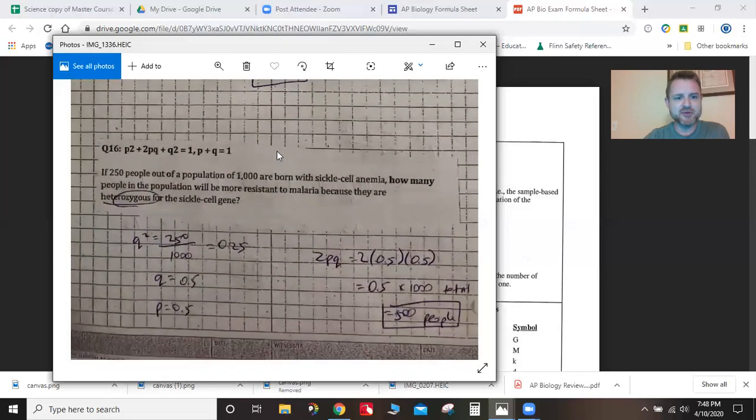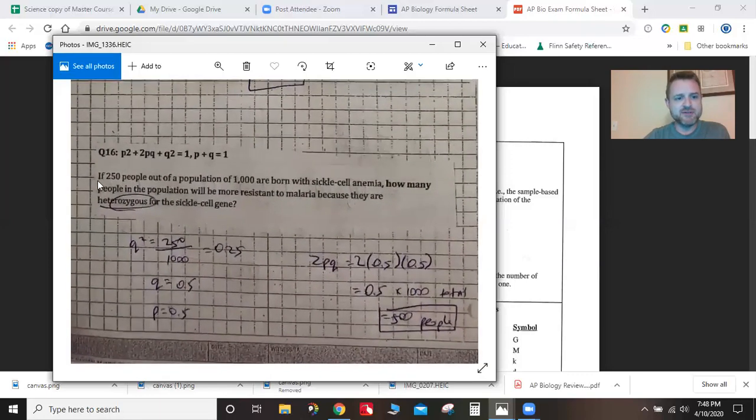Question 16 is a Hardy-Weinberg question. 250 in a population of 1,000 are born with sickle cell anemia. How many people in the population will be resistant to malaria because they're heterozygous? So the 250 over 1,000, the 0.25, is q squared. Square root that, 0.5, so p is 0.5. Heterozygous would be 2pq, so 2 times 0.5 times 0.5. The frequency is 0.5. It asks not for a frequency, it asks for how many people. There's 1,000 people, so 0.5 times 1,000 is 500. So 500 people are heterozygous.